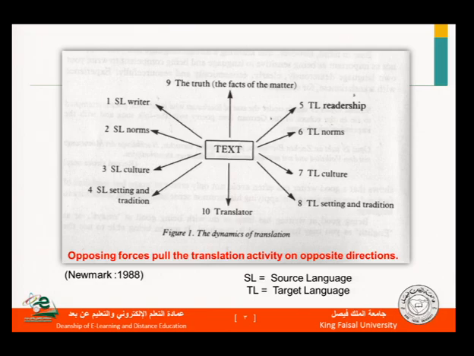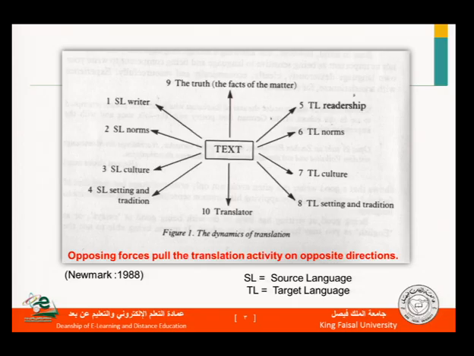And we have in the middle two important factors. One, which is the truth, the facts of the matter. You have a text in which you have many truths, numbers, maybe percentages, maybe names, maybe many things, and these facts are going to be translated by you, and you have to know how to deal with them and how to transfer them to the other language that you are intending to translate the text to. Then the translator, you are the translator.